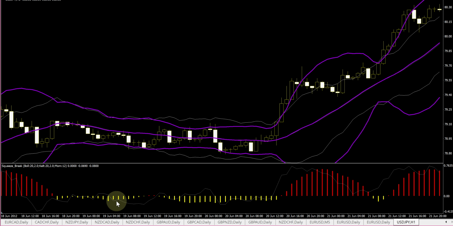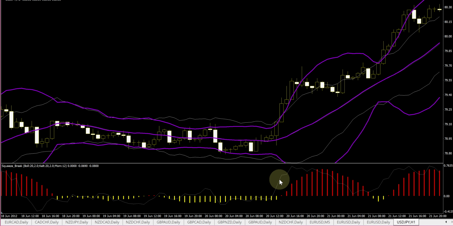So how do you use this indicator? You will wait for the squeeze to complete, and we are ready for explosive breakout, and you will watch what direction the momentum is. If the momentum is above zero, that means we are going to buy, we are going long. If the momentum is negative, we are going short.